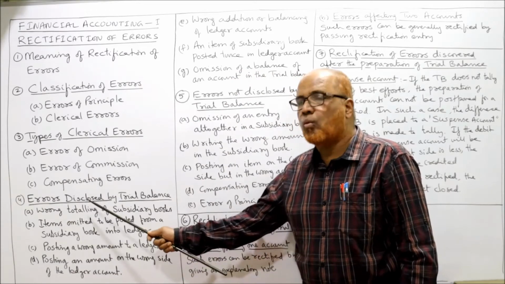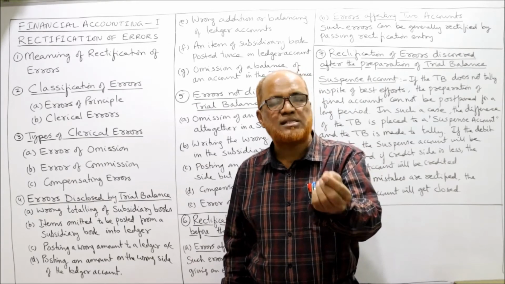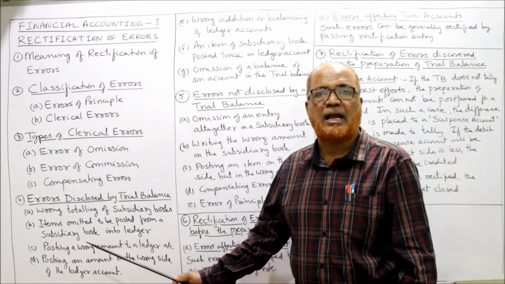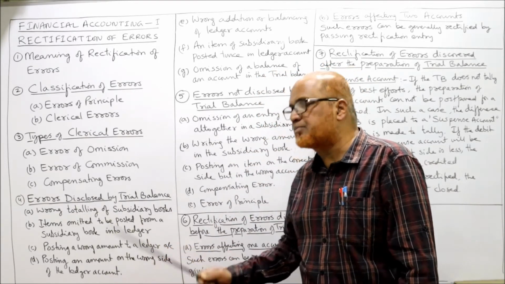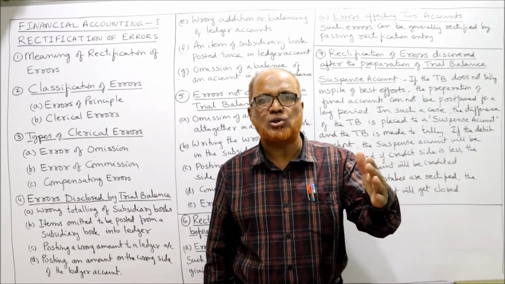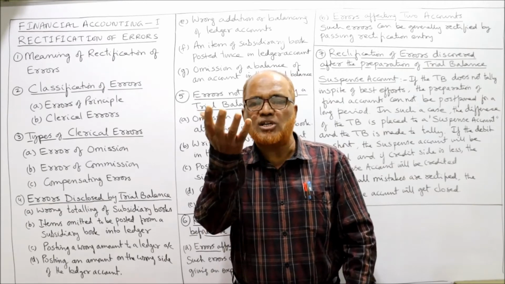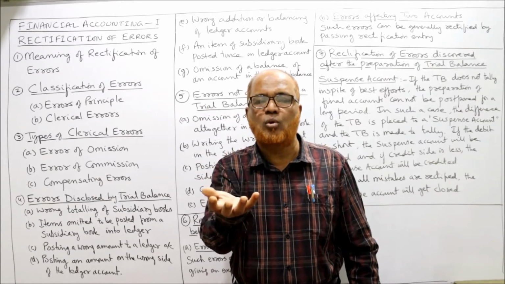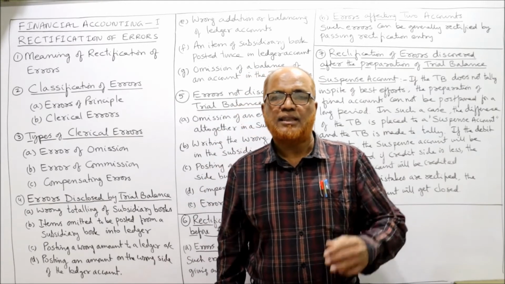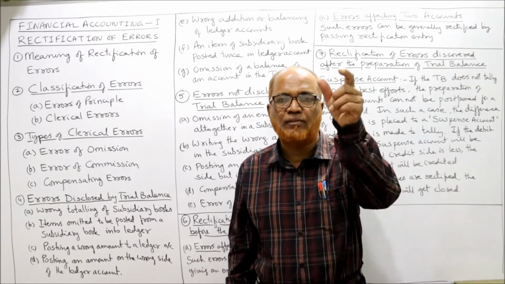So first we will discuss the errors which are disclosed by the trial balance. When the bookkeeper has committed the error, the trial balance will not tally. What are the cases disclosed in the trial balance? First one, wrong totaling of subsidiary books. Examples of subsidiary books are the purchase book and sales book. Other books are also there, but for understanding purposes I am taking two books. The purchase book will record all purchases of goods on credit. Then the sales book will record all sales of goods on credit.